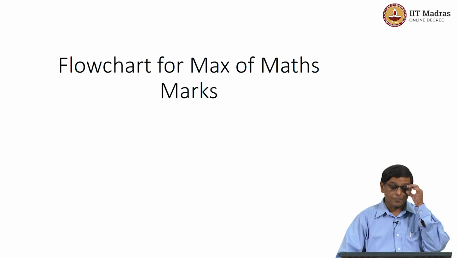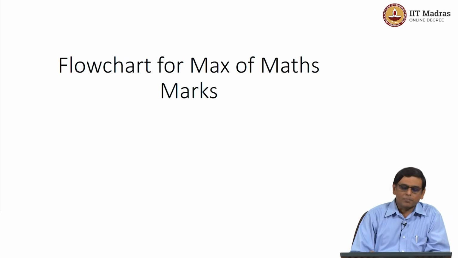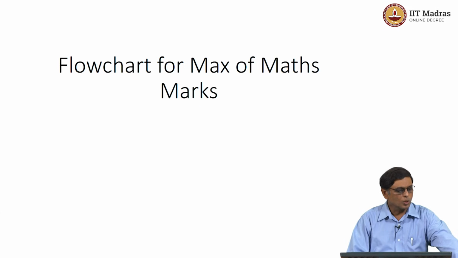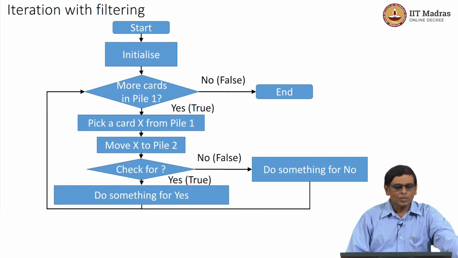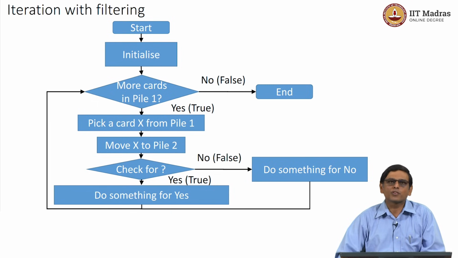So, as we have seen before, the main thing to do basically is to see whether we have a flow chart already that we can modify for this particular problem. So, I am going to start with the flow chart for iteration with filtering, some kind of generic flow chart for doing iteration with filtering.